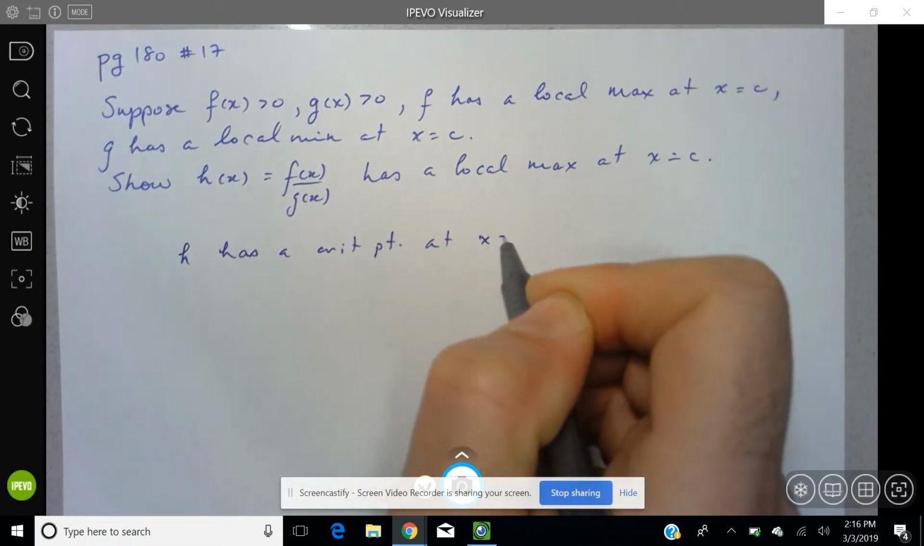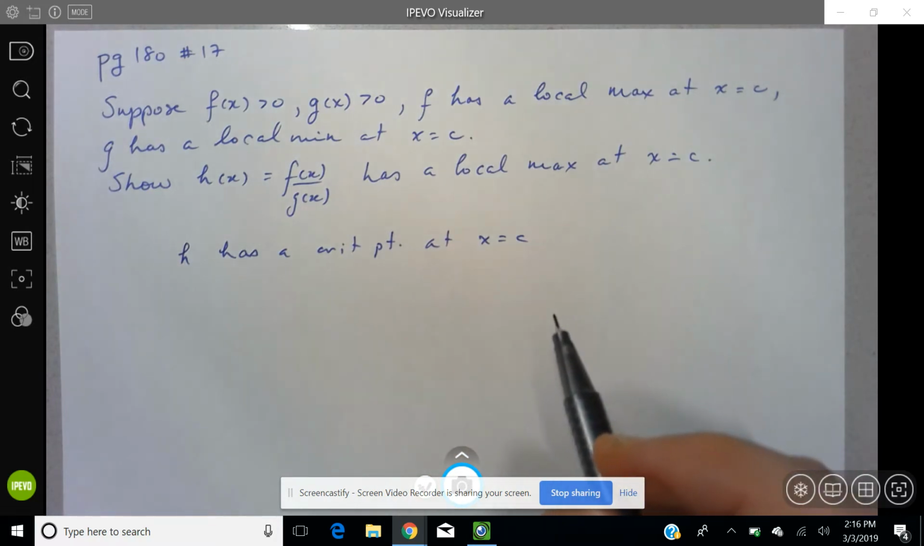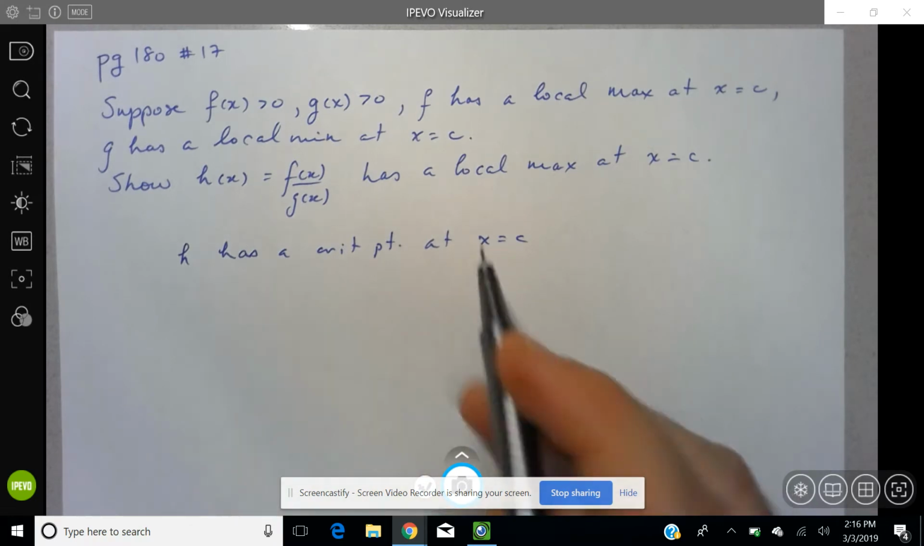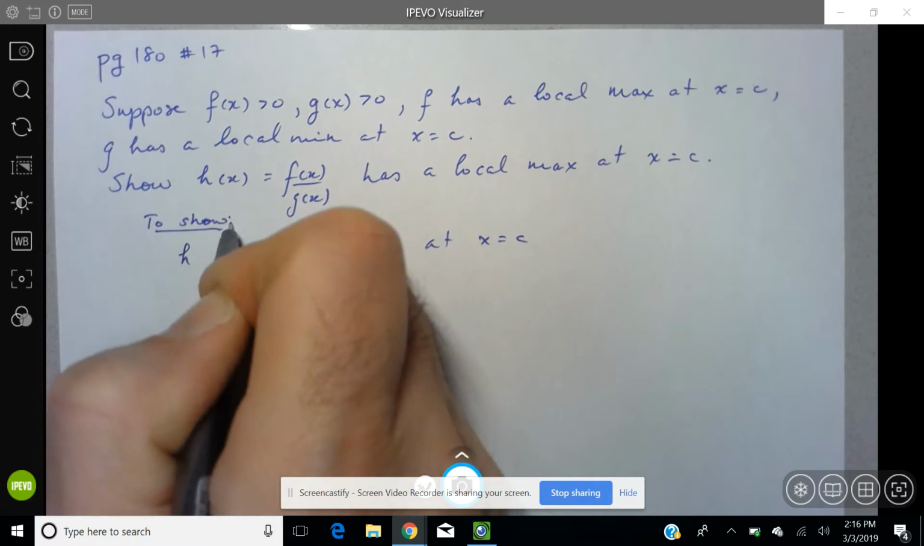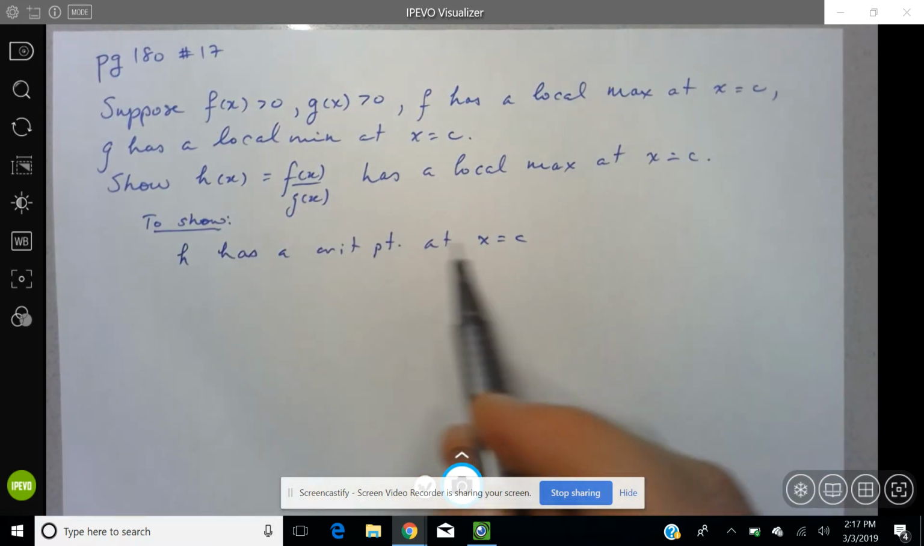So the first thing we need to show is that h has a critical point at x equals c, and that can happen by either the derivative being equal to 0 or not existing at c. So I'll put this as what we need to show. The first thing we need to do is show that the derivative is either equal to 0 or doesn't exist at c.